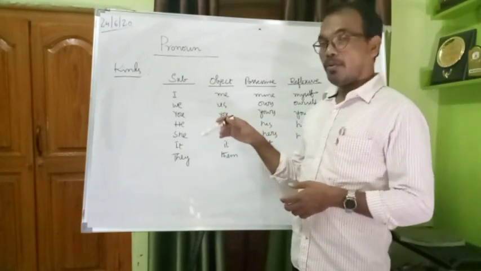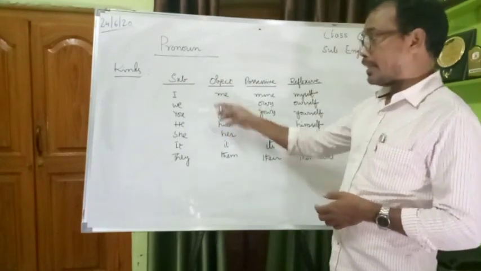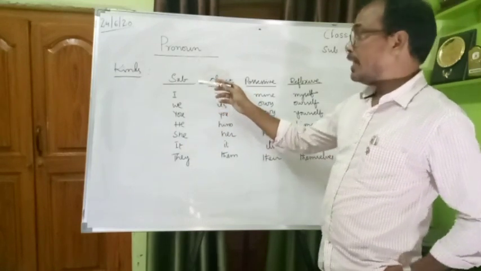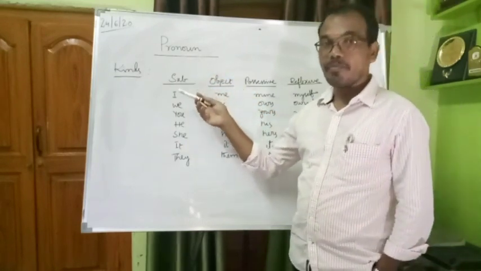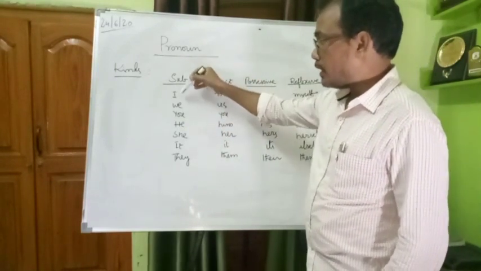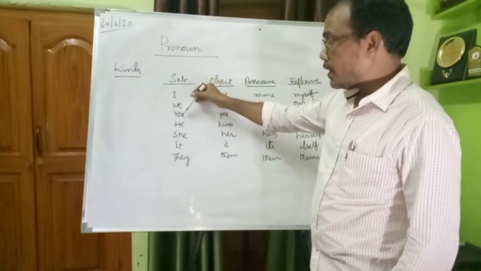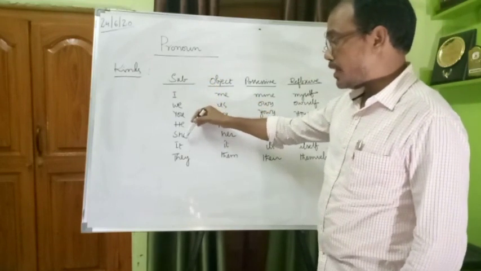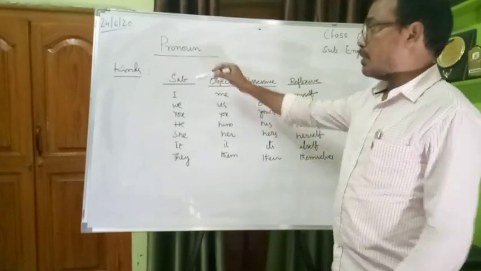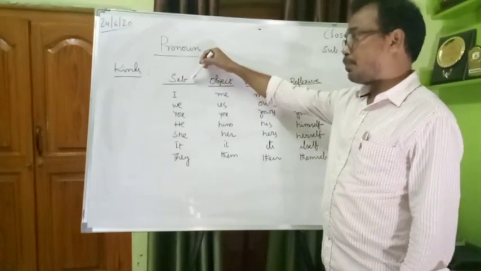Look at the blackboard. I have written clearly on the board. This is called subjective pronoun: I, we, you, he, she, it, they. This is called subjective pronoun.